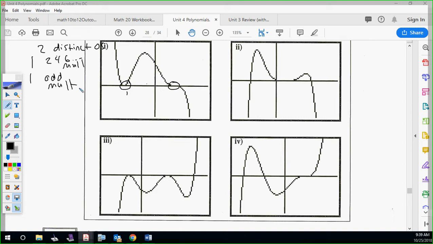Okay, how about part 2? How many zeros do you see? Yeah, part 2. 3. 1, 2, 3. So they went ahead, like they said, make an educated guess. So I told you this is kind of concerning. They're counting that as 1, 2, 3. So 3 distinct zeros.